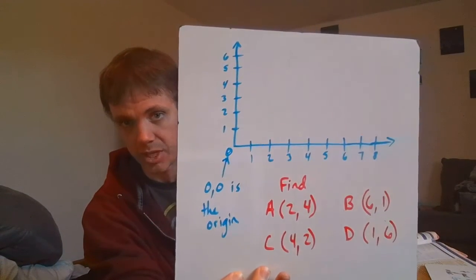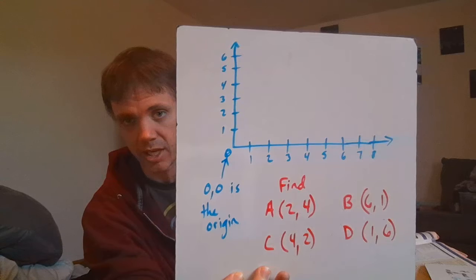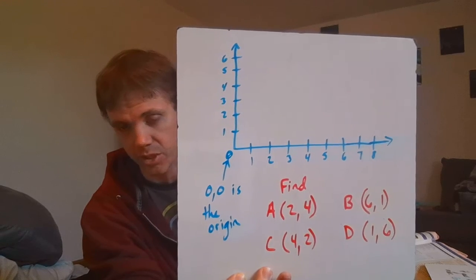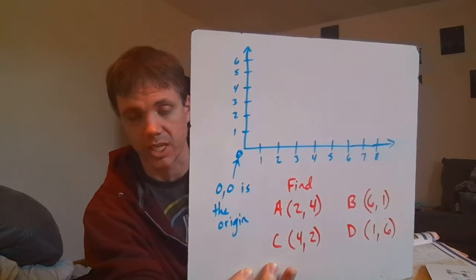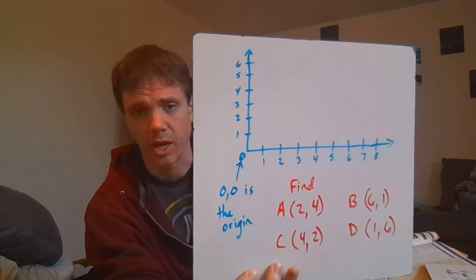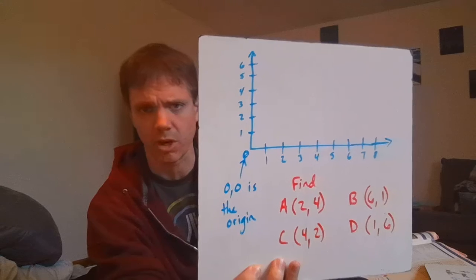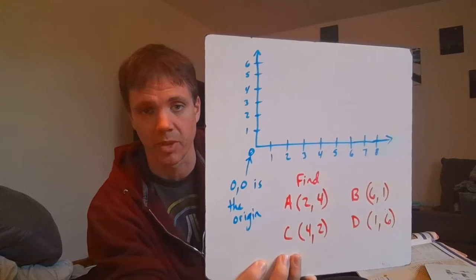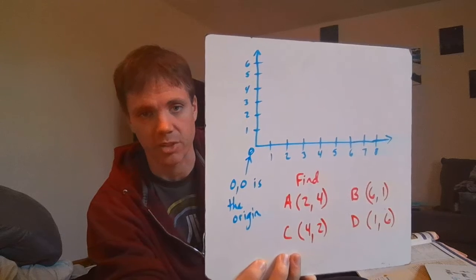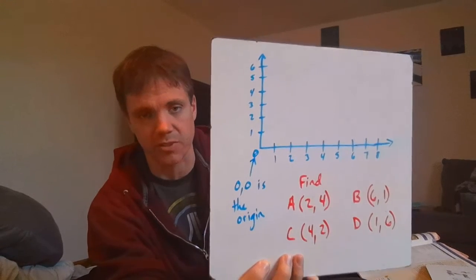You can see that it only goes up to 6 on the y-axis, and it goes all the way over to 8. At 0, 0, the point where the two lines meet, that's called the origin. I don't know that it comes up in our book, but if it does, that's what it is. Certainly it will come up later. But anyway, if I was going to have you guys find just these 4 points, right?